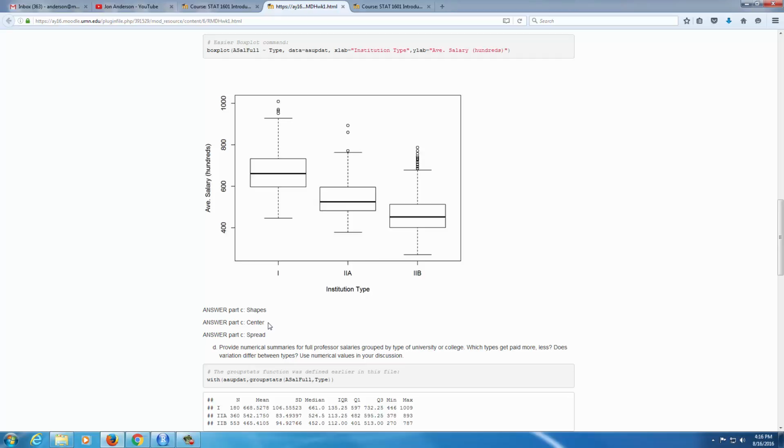Understand how the center, the typical value, is differing between these three institution types, and the spread. And so from this display you should be able to understand what is representing spread typically for box plots, and you should be able to talk about the spread for these.